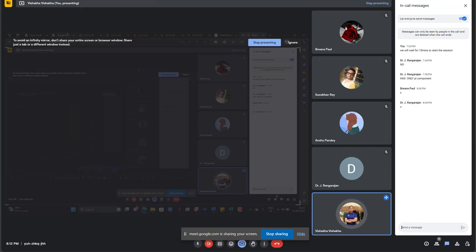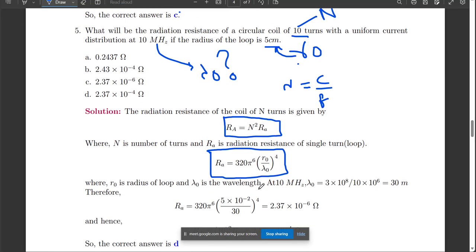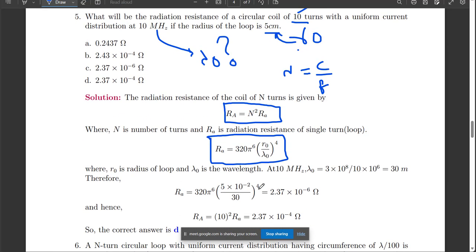Did anyone solve it? No? Okay. Leave it then. We will solve it. So as I already told you, R naught is the radius of loop, lambda naught is the wavelength. So put all these values here. So first you have to find out the value of lambda naught. How can you find that out? C by F. Put that, you will be able to find out lambda naught is 30 meters.